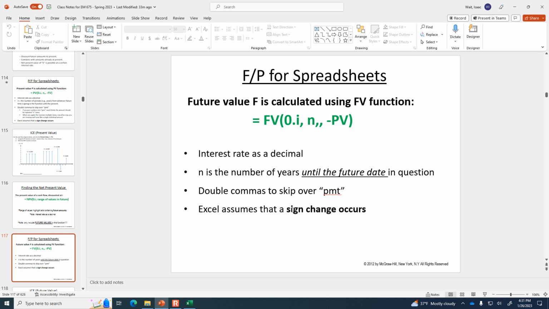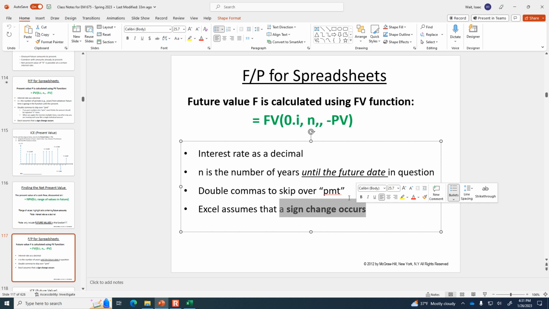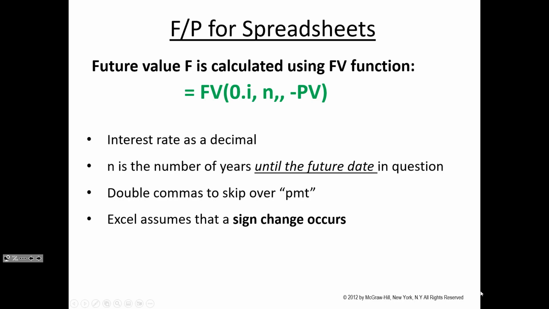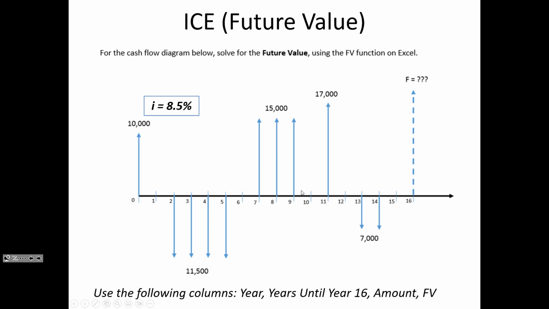We're still putting in the minus sign for changing the sign, where it's assuming an outflow and you need to give it an inflow. We're going to skip over the payment field, but here's our next in-class exercise problem.